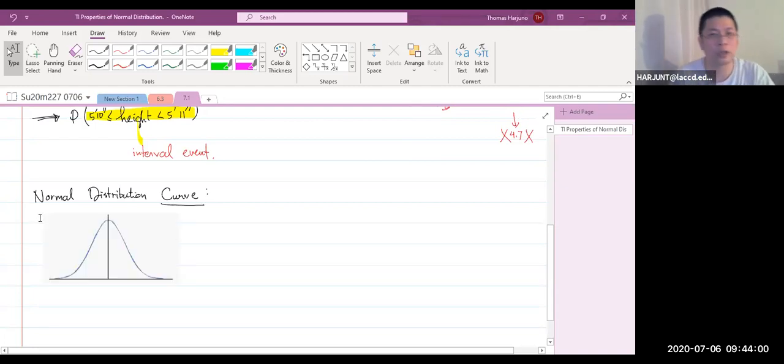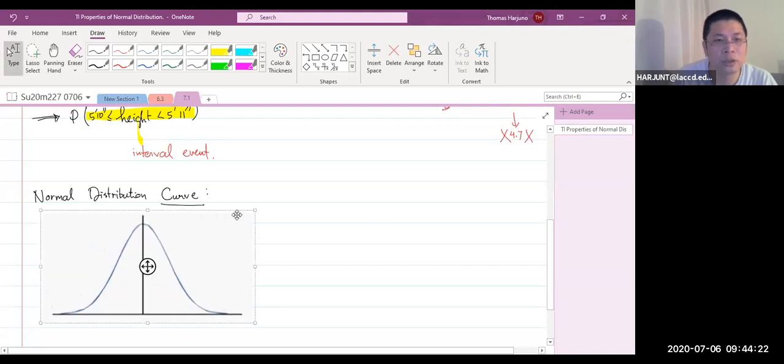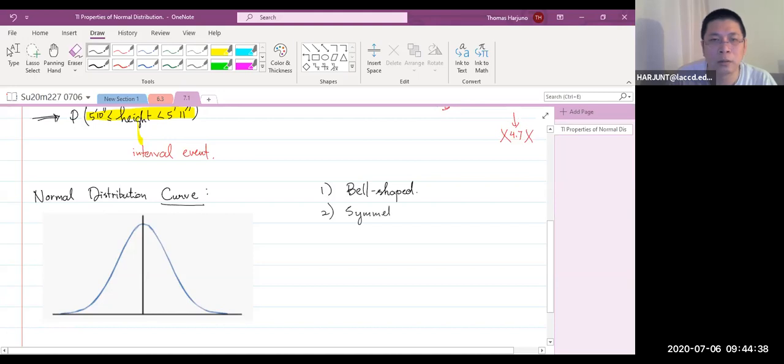Yeah, the normal distribution curve looks like this. It's bell shaped. So it looks like that. Let me enlarge that first. It's bell shaped. Second, it's symmetric with respect to the mean. This is the mean here.